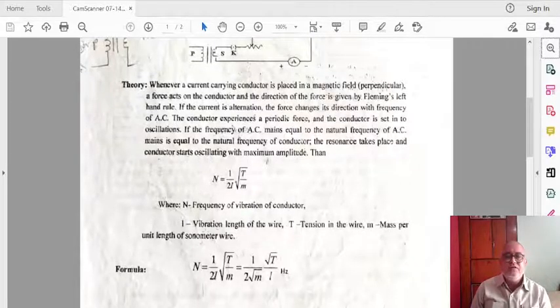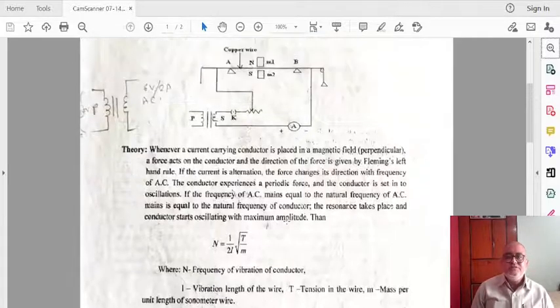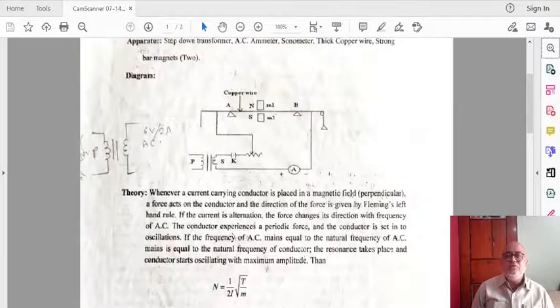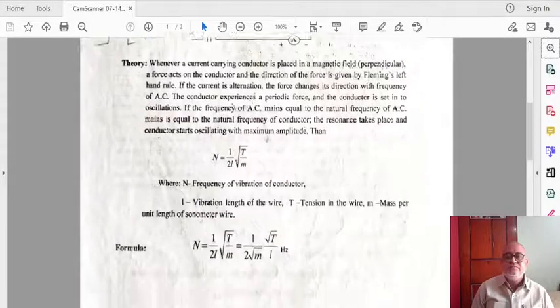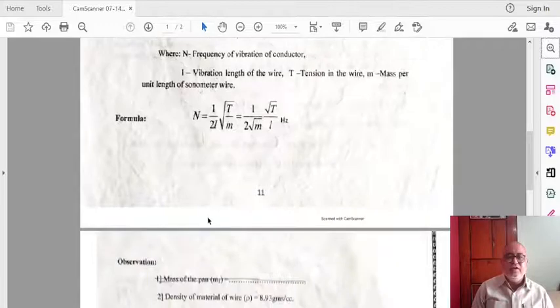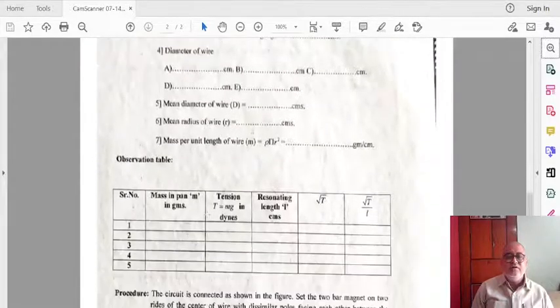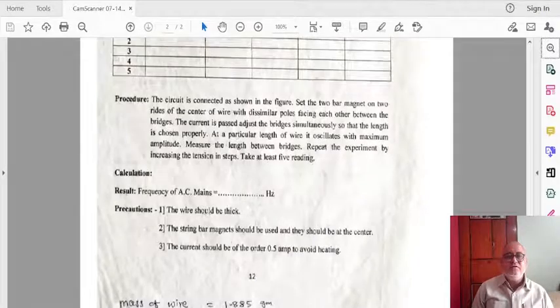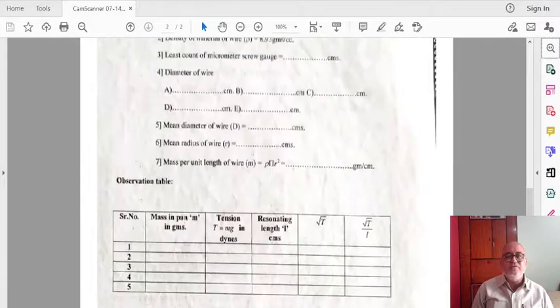Here L is the vibrating length of that wire, means the distance between two knife edges. Then T is the tension in the wire, m is mass per unit length of the sonometer wire. By putting the values in this formula and doing the calculations, we get the required result, that is the frequency of AC mains.